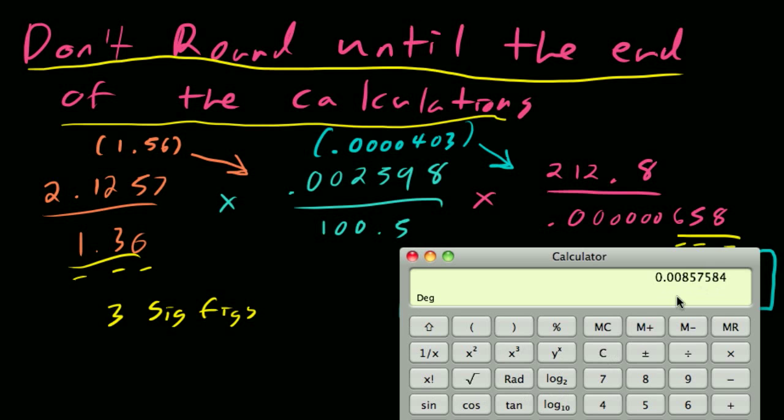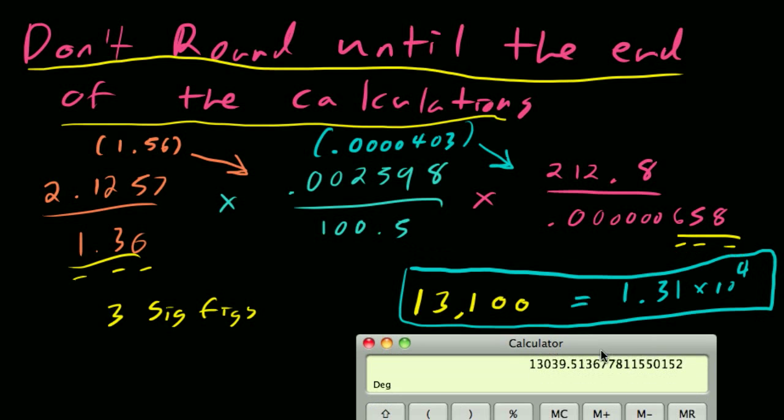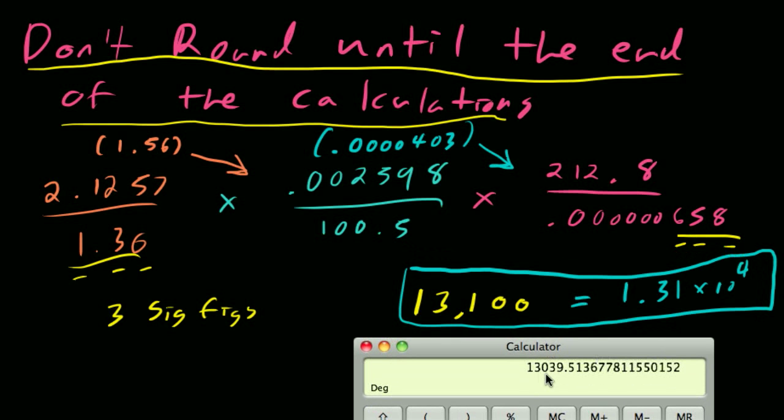So we say 0.00858. And last step, we're going to divide by this number. So divide by 0.000000658. And that gives us 13,039. So now you can see, what are we going to do with this?